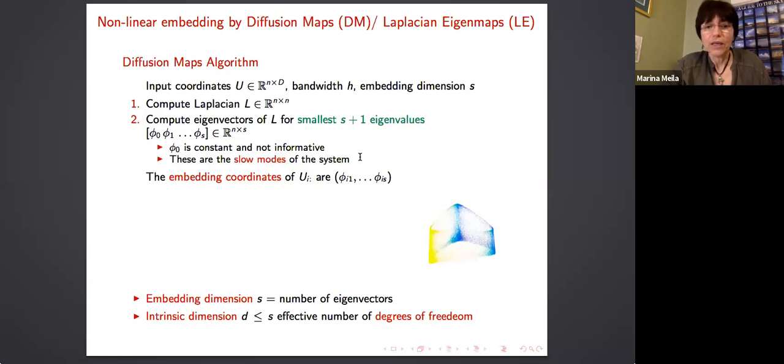In the same way, here the eigenvectors of L are some column vectors phi. The first one is discarded because it's a constant, or in any case, it carries no information about the geometry of the embedding. And then the entry i in each eigenvector is a coordinate for the new points.